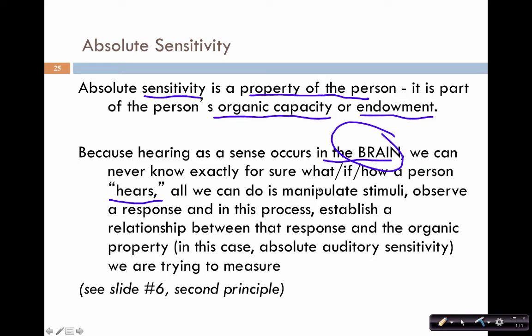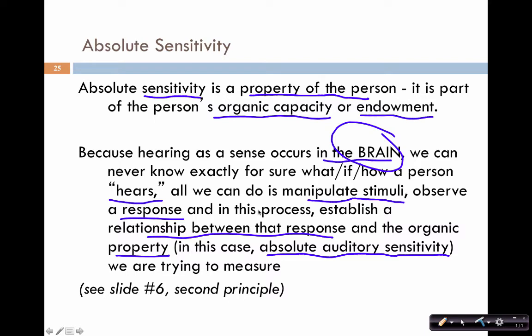So the best that we can do is to manipulate the stimulus and observe a response and establish a relationship between the response and what is, in fact, the underlying organic property that we're measuring, which is to say absolute auditory sensitivity. And if you go back to slide 6, in the slides in the beginning of this slide set, that talks about some of those sensory principles.